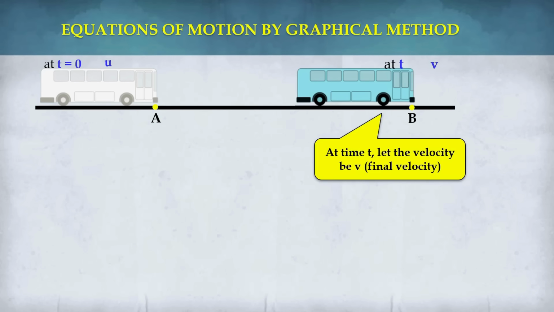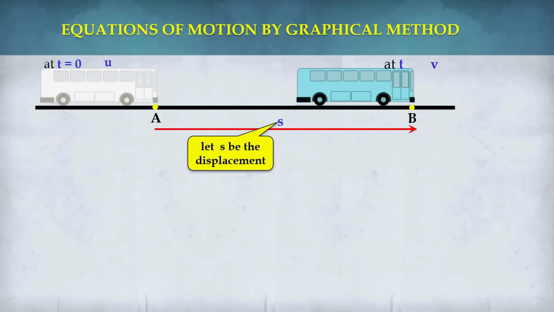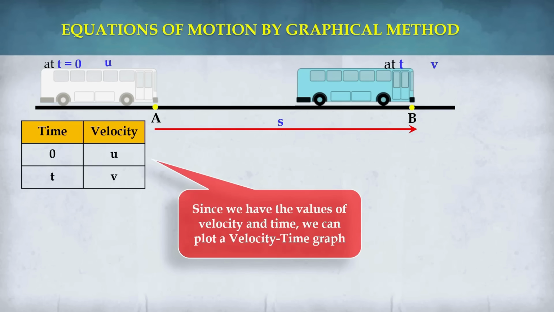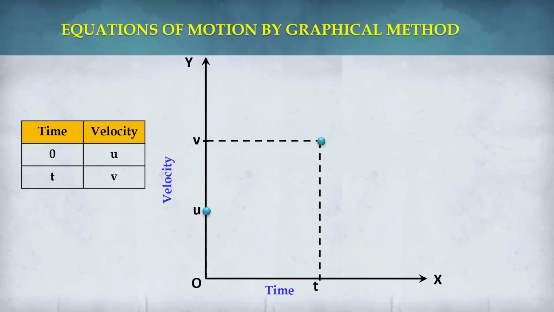Let us represent the displacement of the bus during this time interval. Since we know the values of velocity and time, we can draw a velocity-time graph. On the graph, the horizontal axis represents time, and the vertical axis represents velocity. At time 0, the velocity is u, so we mark this point on the graph. At time t, the velocity becomes v, so we mark another point on the graph. When we join these 2 points, we obtain a straight line because the motion has uniform acceleration.